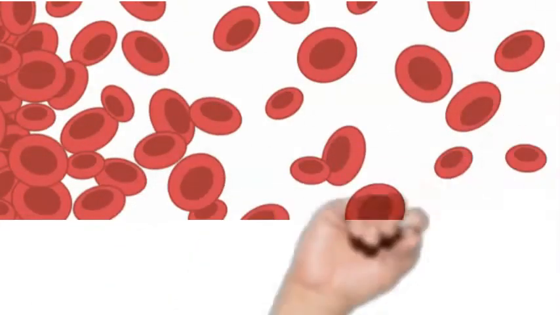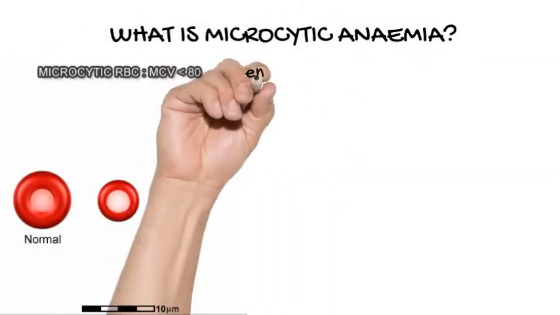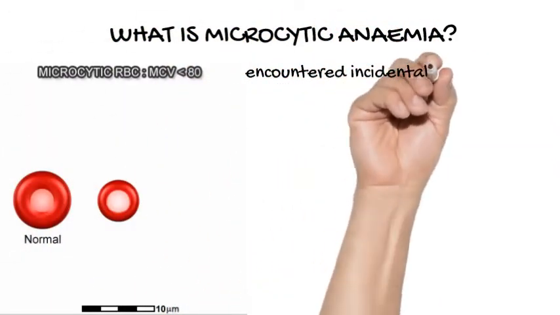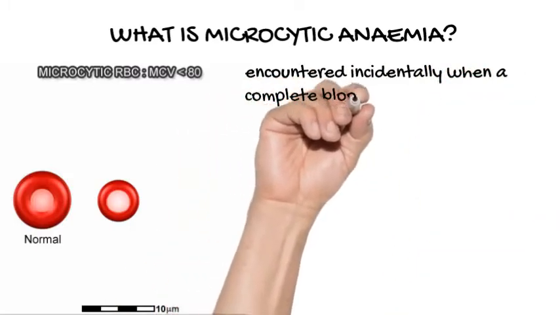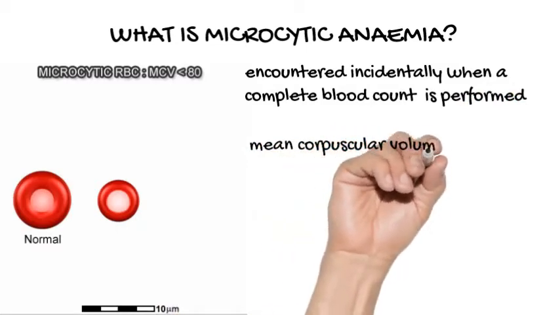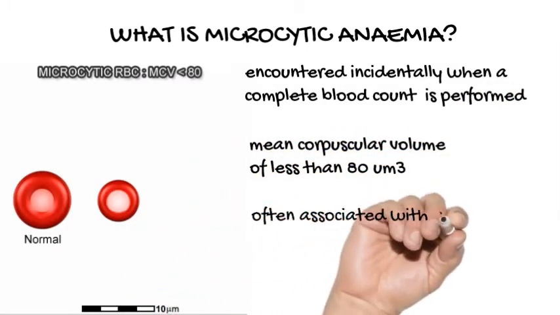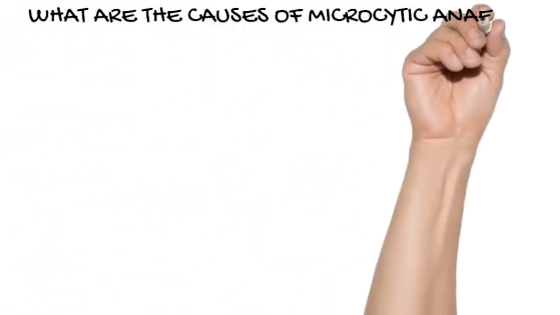Frequently asked questions about microcytic anemia. What is microcytic anemia? Microcytosis is usually encountered incidentally when a complete blood count is performed for various reasons. The condition is defined as a mean corpuscular volume of less than 80 cubic micrometers in adults and is often associated with anemia.